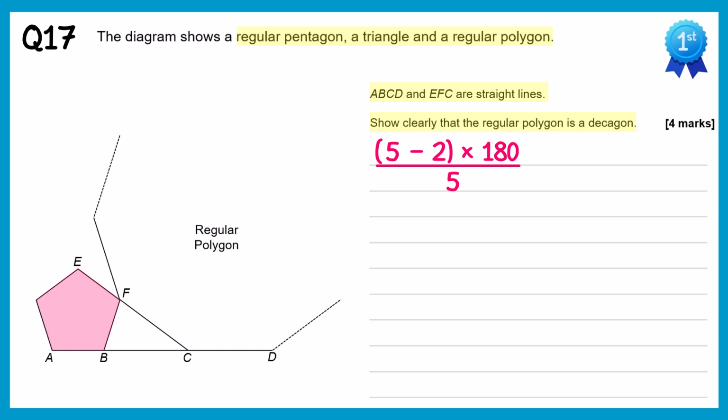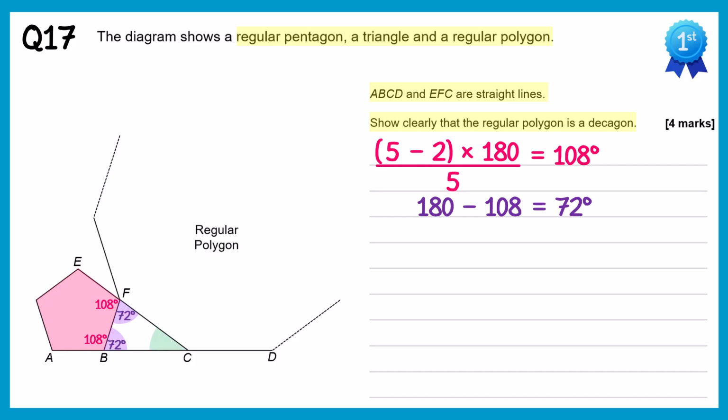So if you type in (5 take away 2) times 180, divide by 5 into your calculator, you get 108. So the interior angle of a regular pentagon is 108. I'm going to mark on 2 of these angles here. Next, we're going to look for these 2 angles. Well, since we know that ABCD and EFC are straight lines, we can just subtract 108 from 180 to get these. So 180 subtract 108 is 72 degrees. So both of the purple angles are 72.